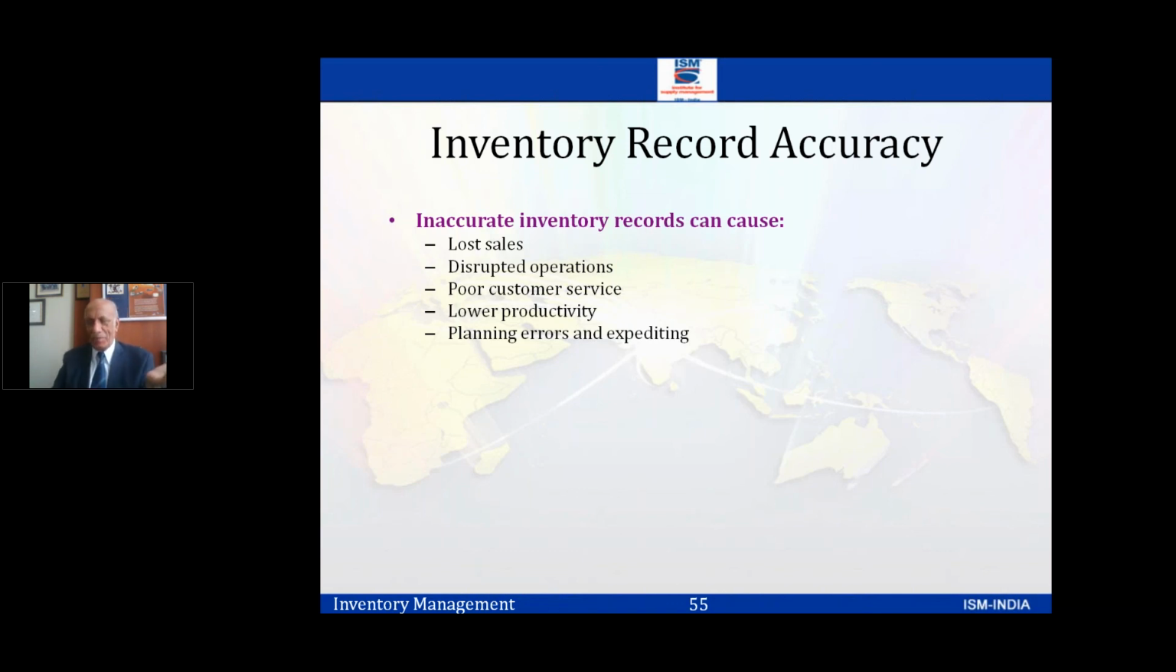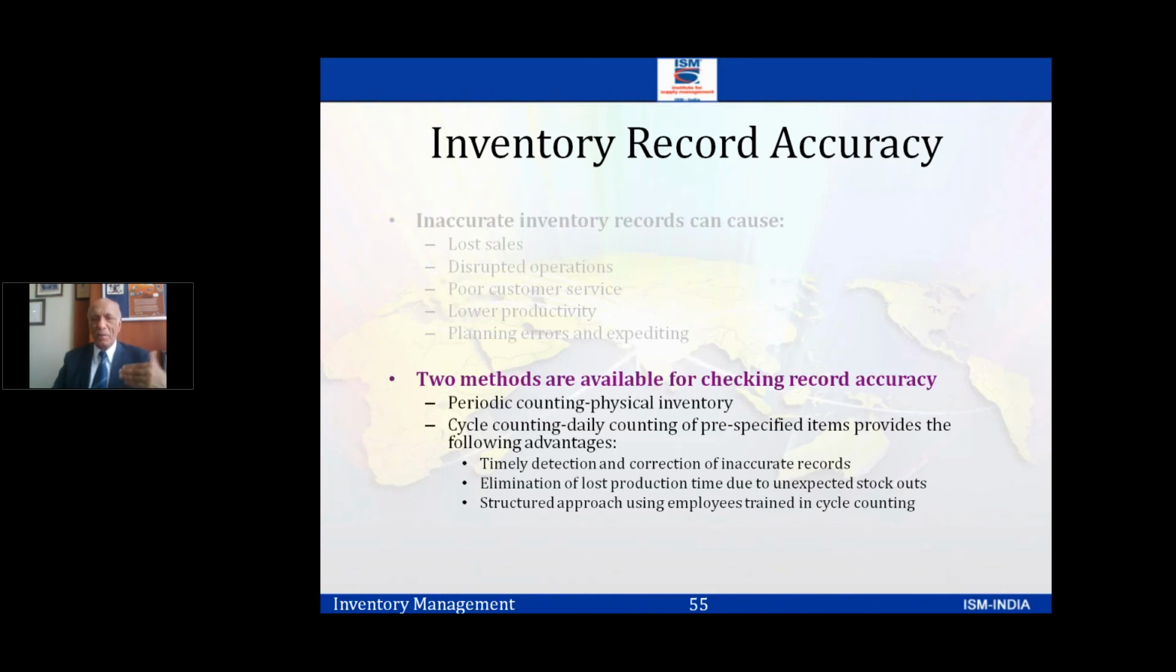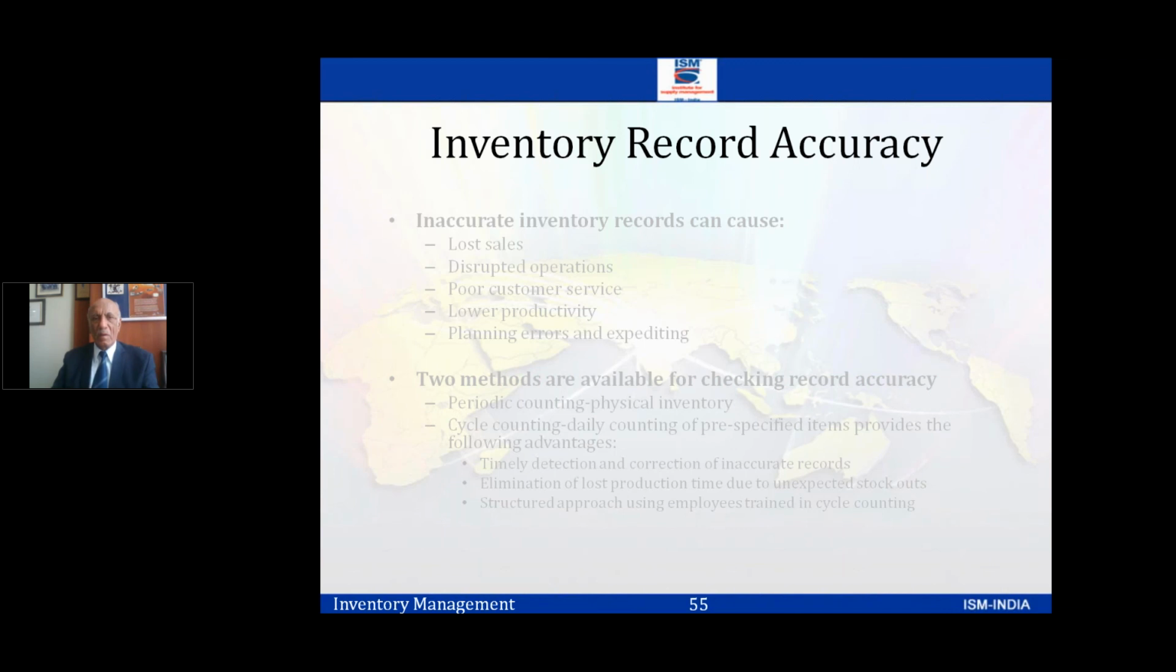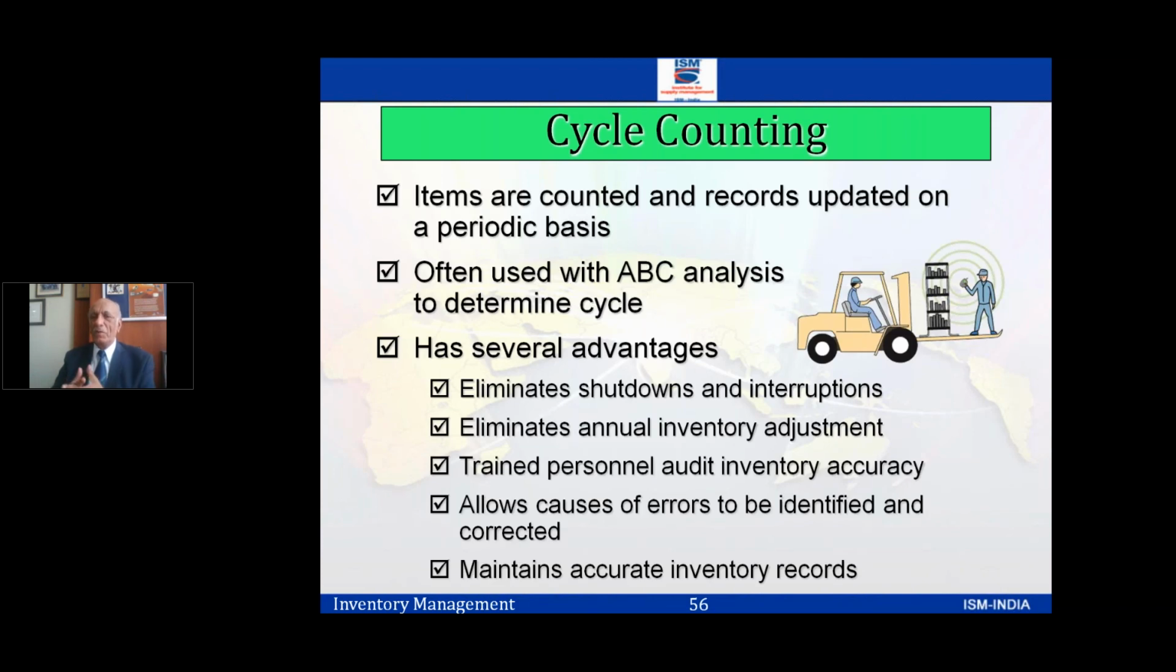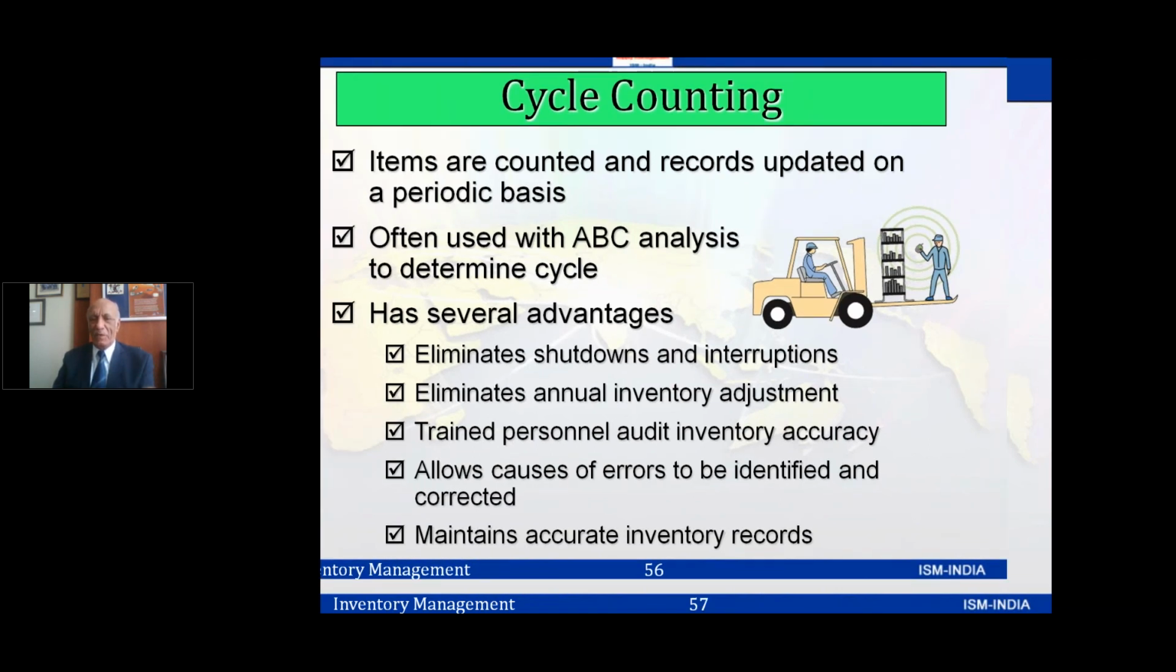Planning errors and expediting. So they could have periodic counting or cycle counting. Cycle counting is daily counting of pre-specified items. This is very periodic, often used with ABC analysis. For A items, what is the period? For B items, what is the period? For C items, what is the period? So this is where you can see the cycle counting for items A, B, C.